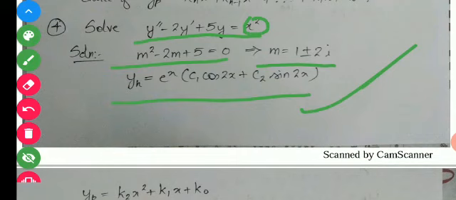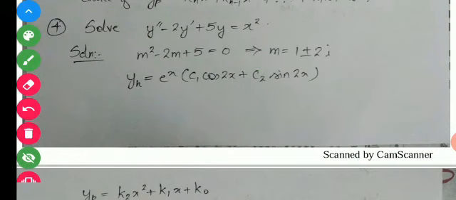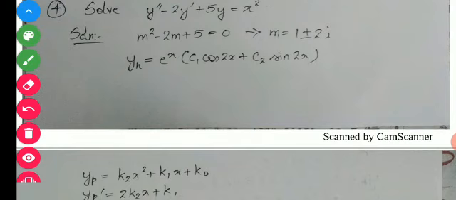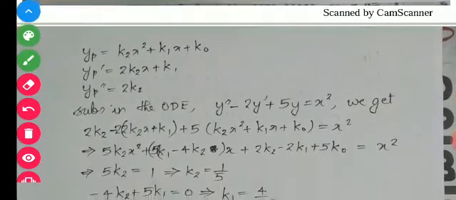Now we have to find yp. How to find yp? Your right hand side here is x square, so your choice of yp should be a general polynomial of degree 2. A general polynomial of degree 2 will be something like this: k2 x square plus k1 x plus k0. That should be the choice of yp. So yp dash is 2k2 x plus k1, and yp double dash is 2k2.